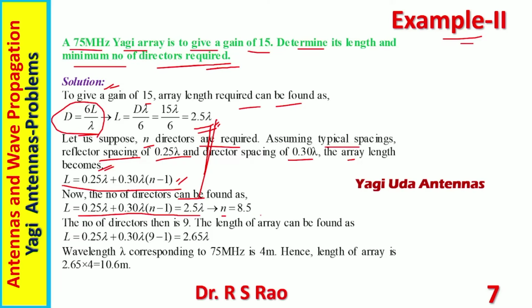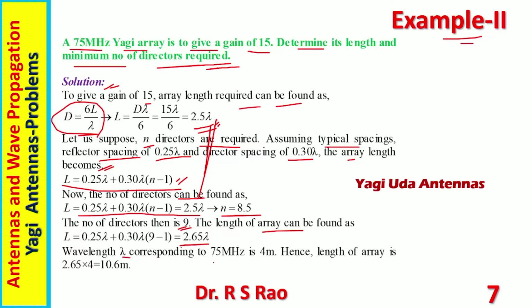Solving this equation, we get n as 8.5. So the number of directors then is 9. You cannot have half a director. The length of array then can be found once n is known. Substituting n value in the expression for length, we get length as 2.65 lambda.